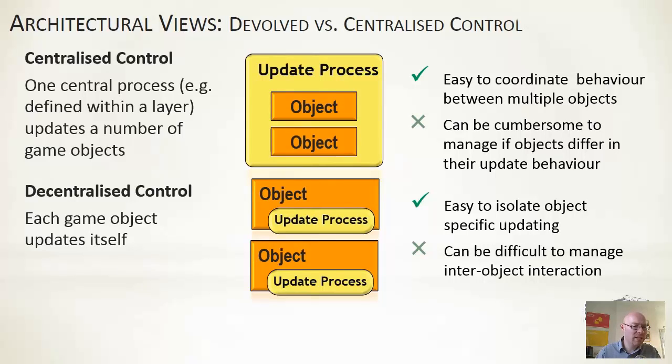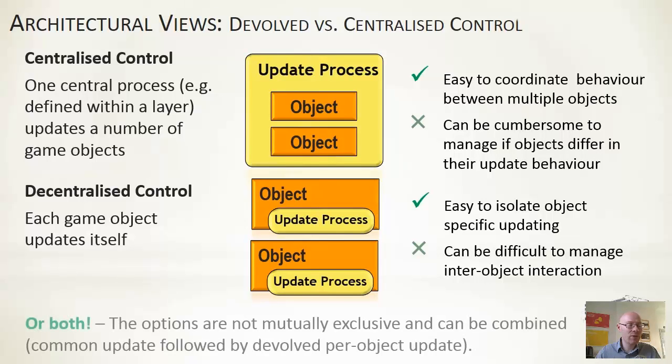Now, good news is you can use them both. You don't have to pick one or the other. It is perfectly fine to have a level with some centralized update, does the common bits, and then pushes out each of the objects for their own decentralized update just by letting them do their own thing. So you can mix and match these two models as you wish to.